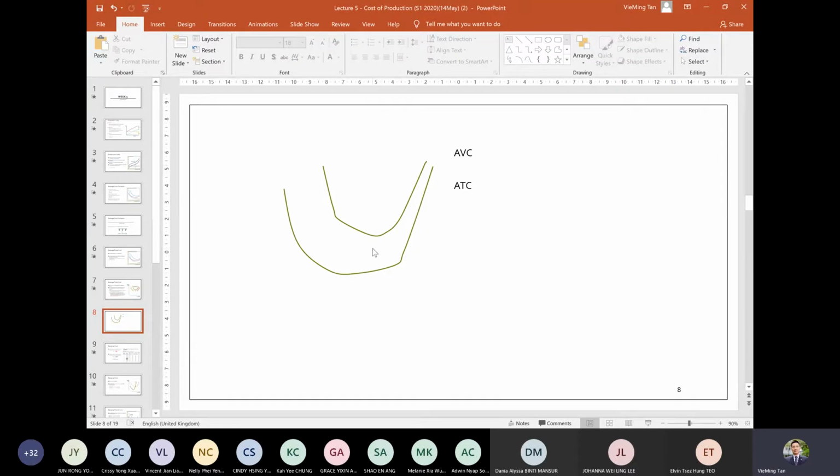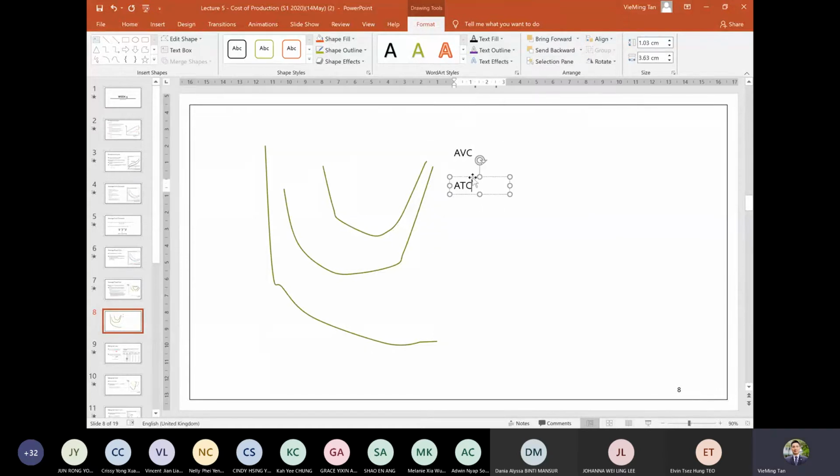So something like this, okay? So this will explain the average total cost, total fixed cost, and the average fixed cost would be like that. If I want to draw the average fixed cost, it would be like this, so I can name this as the average fixed cost.